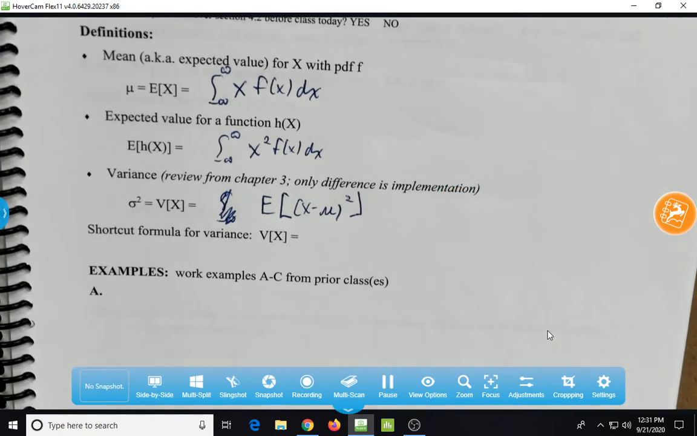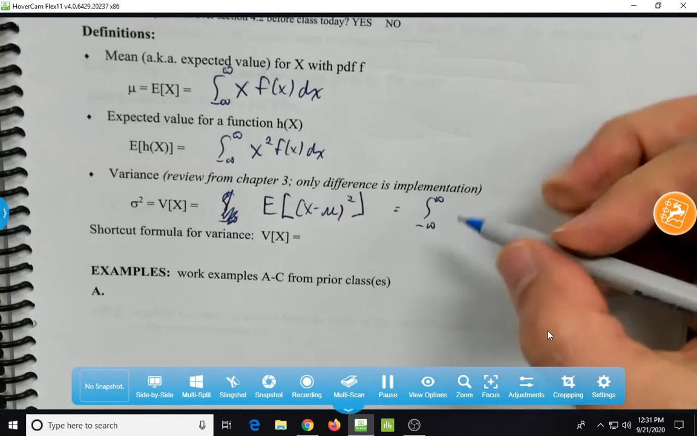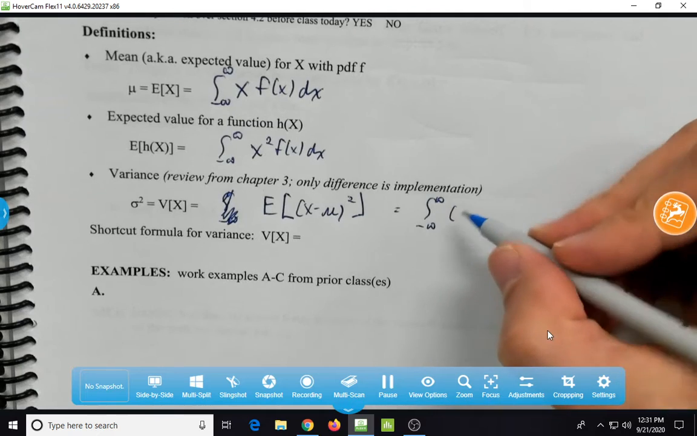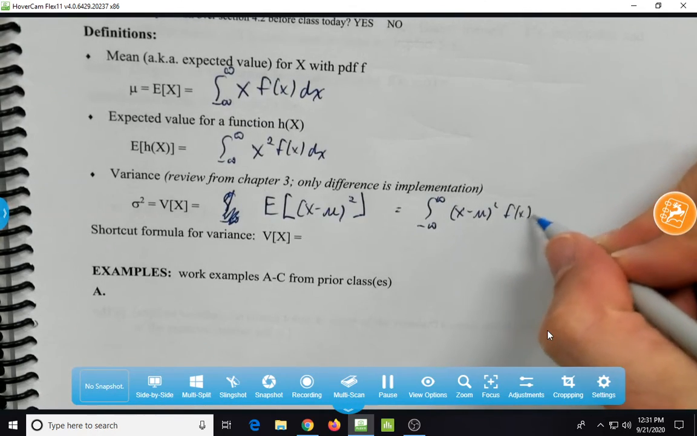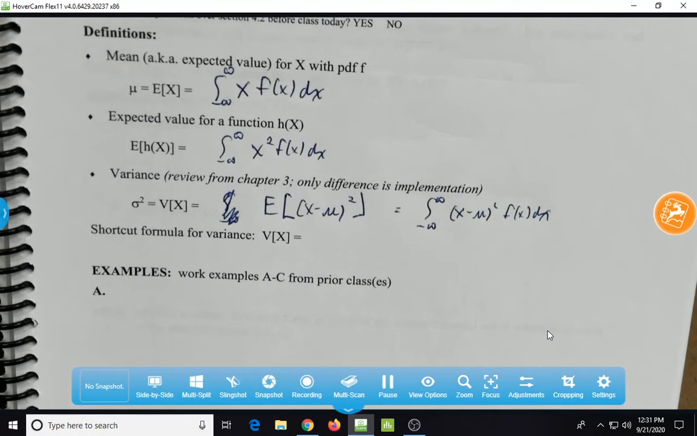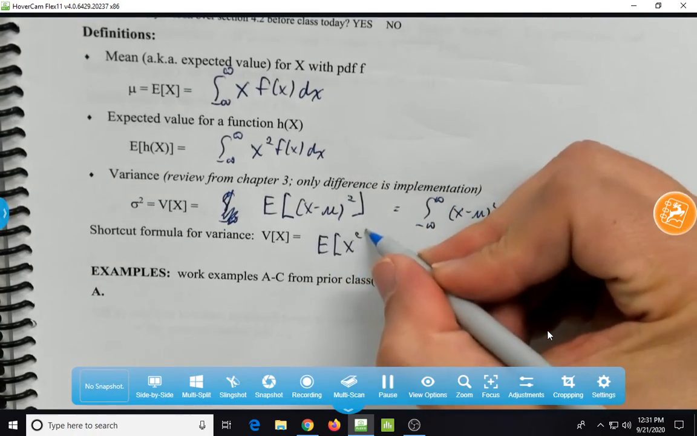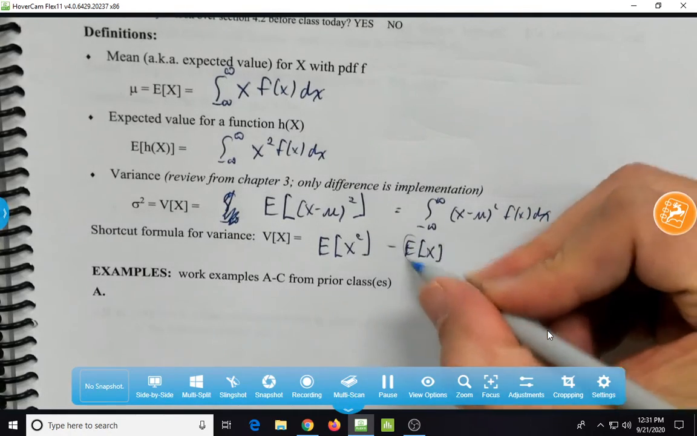That would be the expected value. So what you do is you'd integrate minus infinity to infinity x minus mu squared f of x dx. And so the variance, now Josh, you can give me the variance. Shortcut formula is E of x squared minus E of x squared.